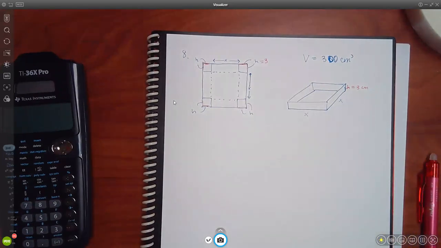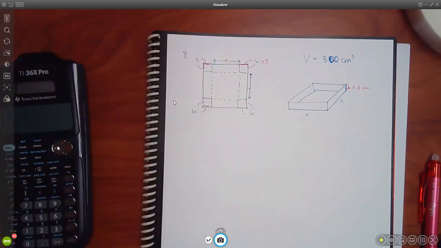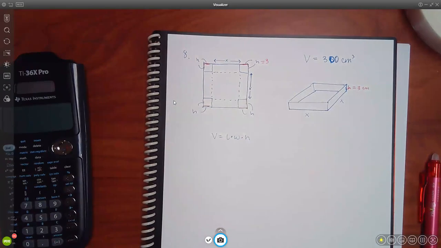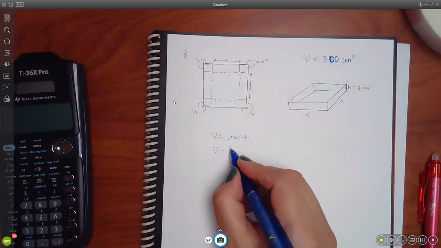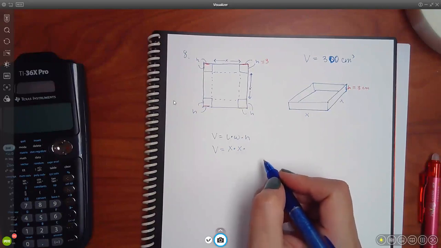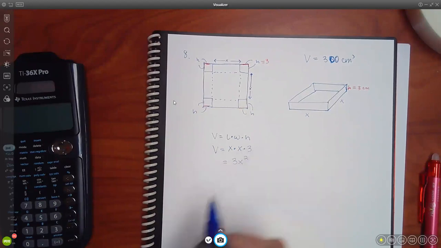And I only know that they're the same because it did say a square piece of metal, and it has the same measurement for this width as it does the length, okay? So it is going to be a box at the bottom, completely square, with a little bit of height. So when you calculate volume, that is going to be length times width times height, okay? And so what is the length of this little box here? X, and what is the width of that box? X. And what is the height of that box? 3. And if I multiply all of that together, you end up with 3x squared, right?